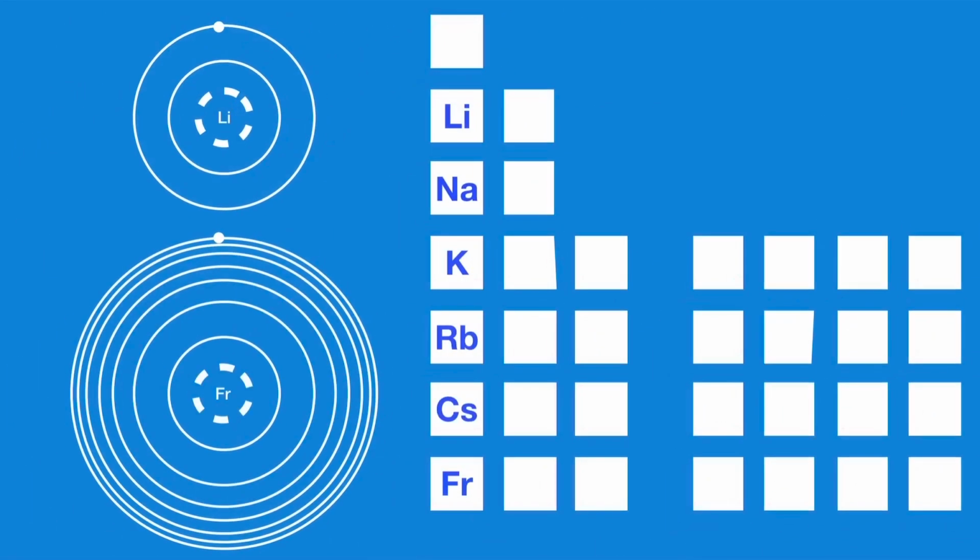Conversely, down a group, the forces of attraction exerted on the atom's outer shell decreases because of the added shell on each element, increasing the distance from the nucleus.